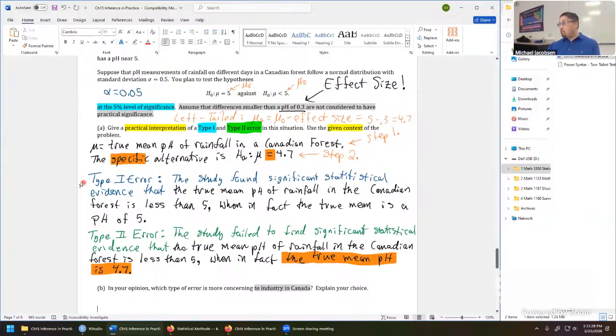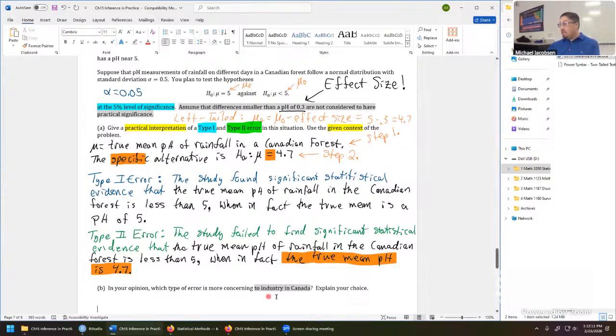In a type 1 error, we've in fact rejected the null hypothesis when it was actually true. If we reject the null hypothesis, read out the statement in blue: the study found significant statistical evidence that the true mean pH of rainfall in Canada is less than 5, so highly acidic rain. That might cause a lot of laws to be changed in Canada, which are going to reduce emissions of sulfur dioxide, which is essentially a big tax on industry, scaling back the amount of revenue and profits they generate. So this sounds pretty egregious, a type 1 error. What about a type 2 error? This could be worse. Let's think about this one as well.